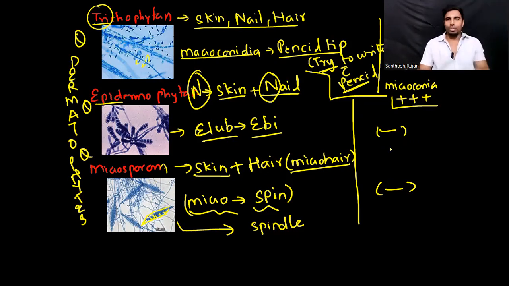This is a very important picture from the skin point of view and from the micro point of view also. I'm sure you guys know. Don't forget: try to write with a pencil. Ebenezer has the club. Studying micro gives spinning. Microsporum, spindle shape. Very easy. Simple. Now we'll go to the next one.